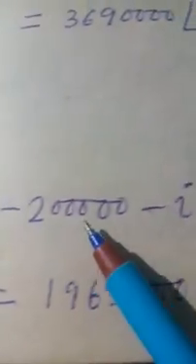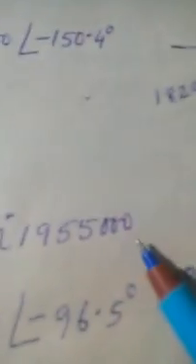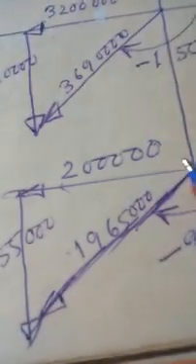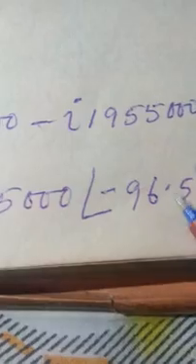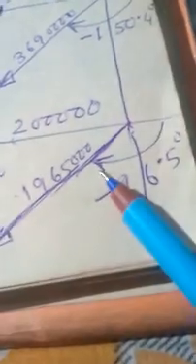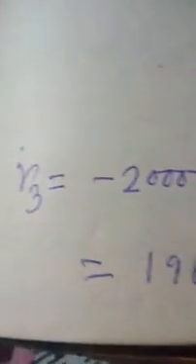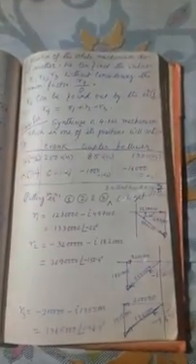Now here R3 is there. Okay, so this is also minus minus. So in this quadrant, this is minus minus 96.5. The angle is minus 96.5. This is minus angle because it is in clockwise from this real axis. Okay.